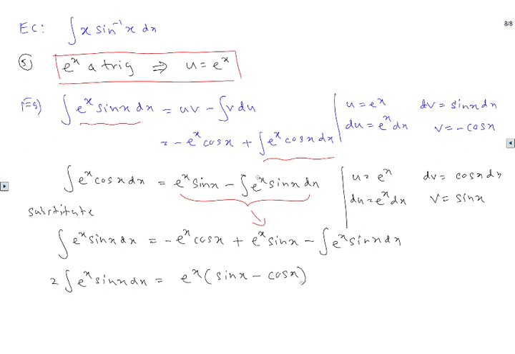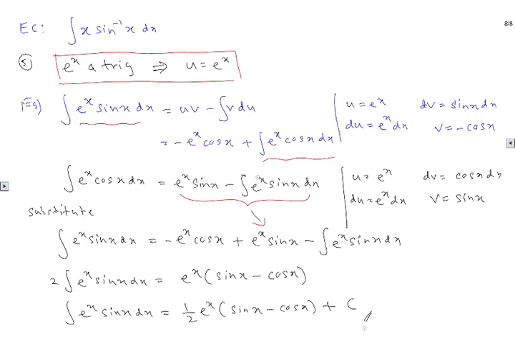Okay. So now what do we do? We can divide both sides by 2. So we divide both sides by 2. The integral of e^x sine x dx is equal to 1/2 e^x times sine x minus cosine x, plus, okay, let's add a C now. So that is the answer.